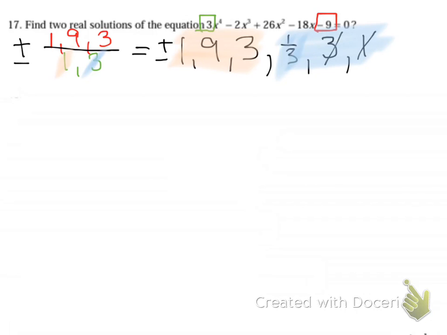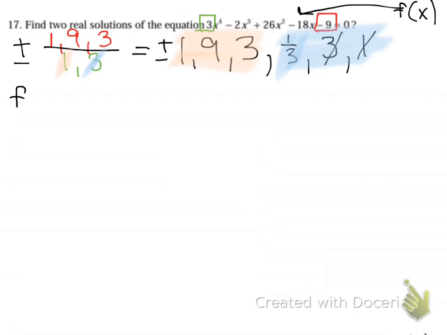So how do I figure out which one of these, if any of them work? You plug them in. So if I let this whole equation be f of x, because it didn't label it, I can plug in a number from this list and see what the outcome is. If the outcome is 0, it's a factor, or it's a solution, I should say.